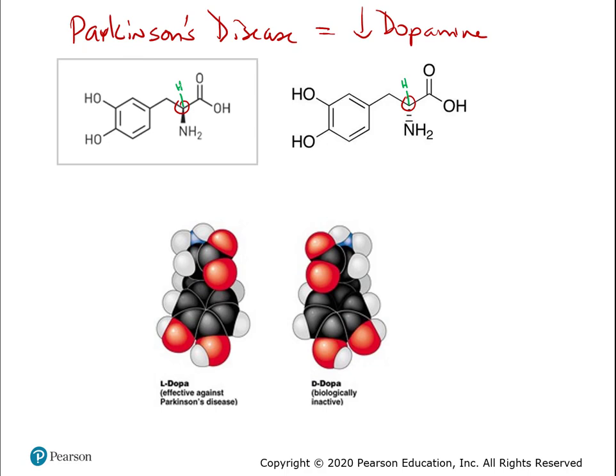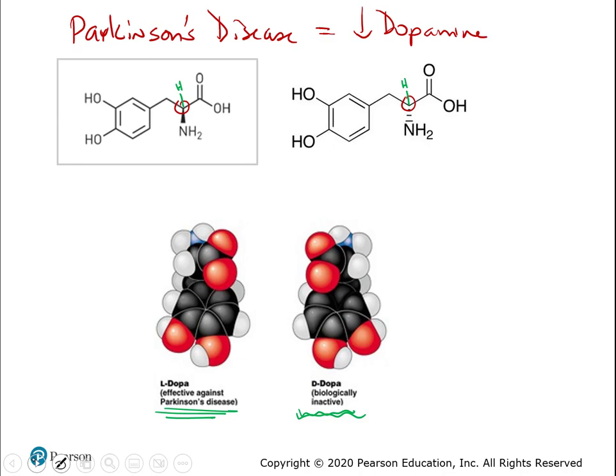But then they realized that there was this chiral carbon. So they actually synthesized one form and the other form. And when they tested it, they found that the left-handed form, what became L-DOPA, was actually biologically active in that your neurons would take it up, convert it to dopamine, and be able to use it. The right-handed form had no function at all. So it's sort of like a waste to give the right-handed form versus the left-handed form.